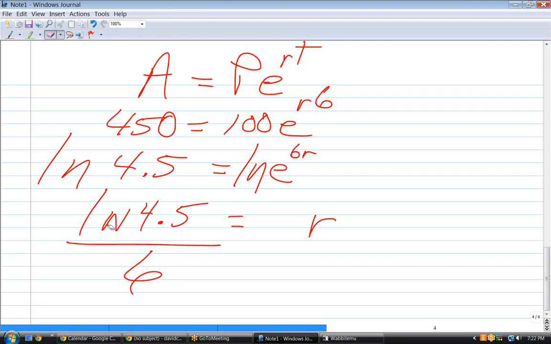You don't need to go further, and in fact, that's a perfectly satisfactory answer, as opposed to a decimal. Unless the teacher specifically says, give me a decimal answer rounded to the nearest hundredth, the best answer you can give is that right there. That's the most precise.